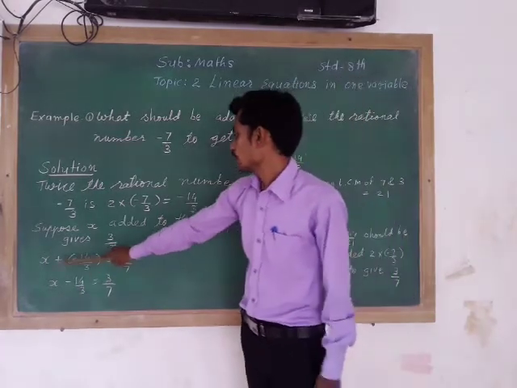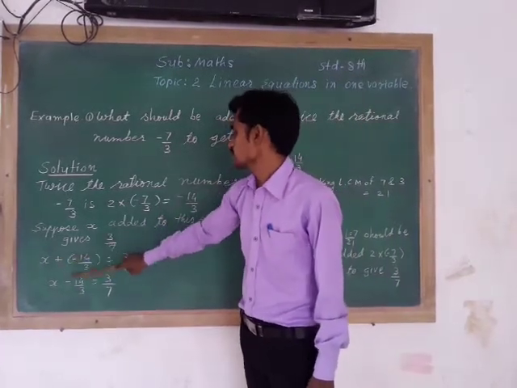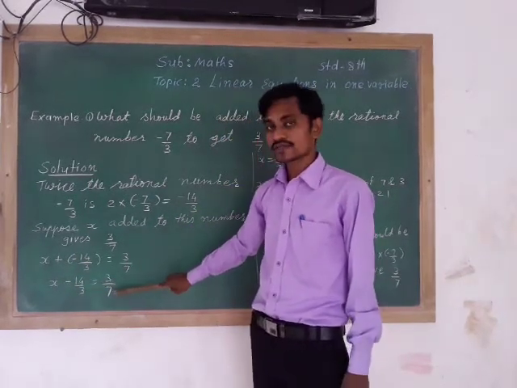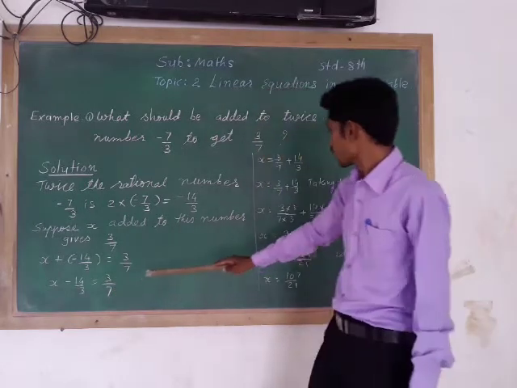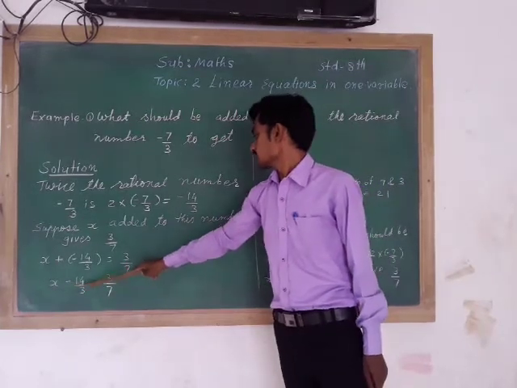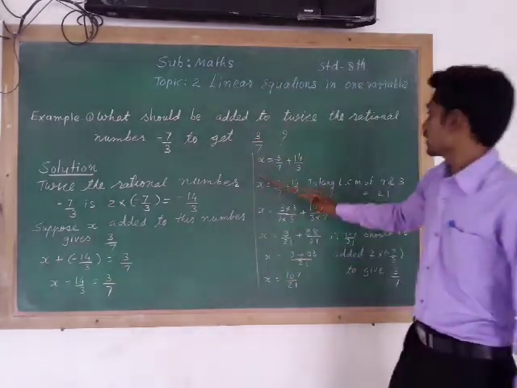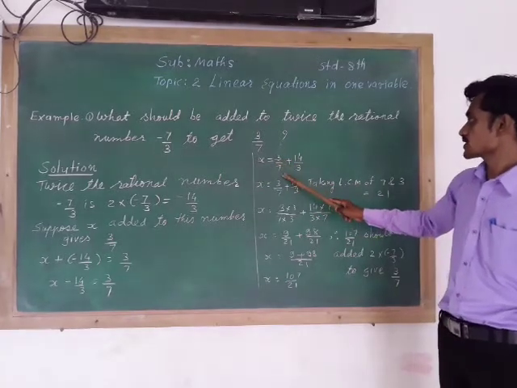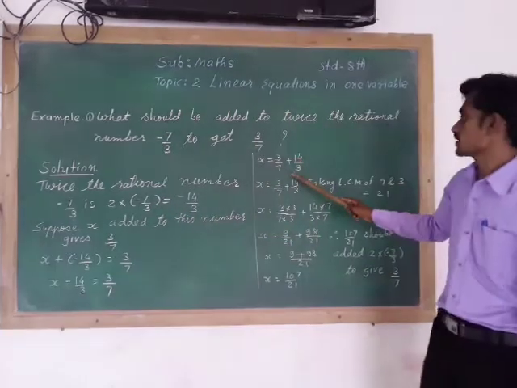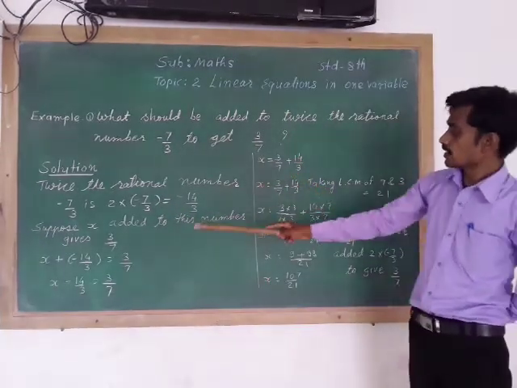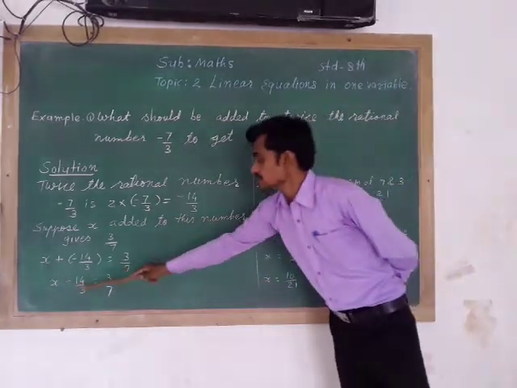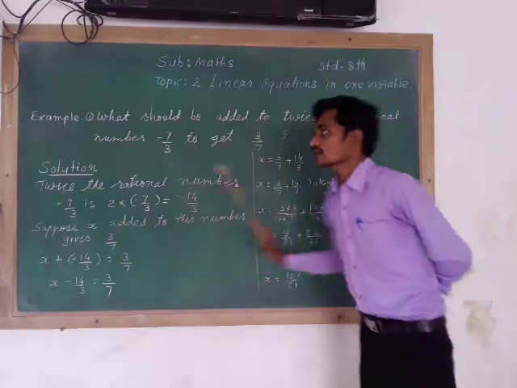Okay, so x minus 14 by 3 is equal to 3 by 7. Now x is equal to 3 by 7 plus 14 by 3. Now this minus sign will be changed here. Okay, if we move from LHS to RHS, the sign will be changed. If here is plus, there will be minus. Here minus, there will be plus.